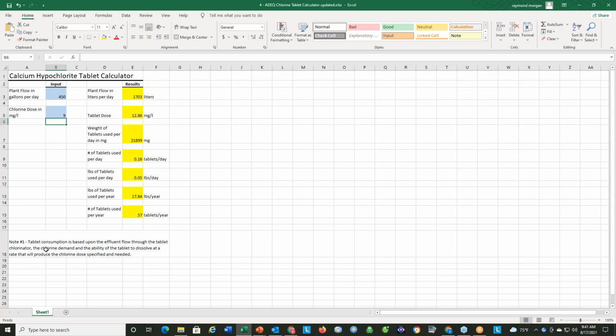Now notice I put down a note: tablet consumption is based upon the effluent flow through the tablet chlorinator, the chlorine demand, and the ability of the tablet to dissolve at a rate that will produce the chlorine dose specified and needed. And that's real important. And of course, the tablet has to be there. This is probably one of the biggest challenges associated with the tablet chlorinator: when the tablets are all consumed, the tablet stack doesn't get refilled. And that is a problem.